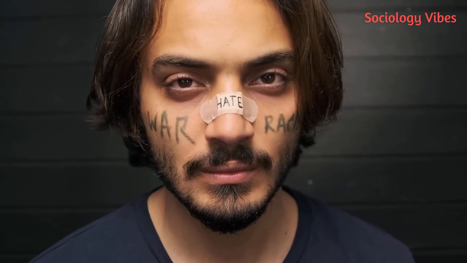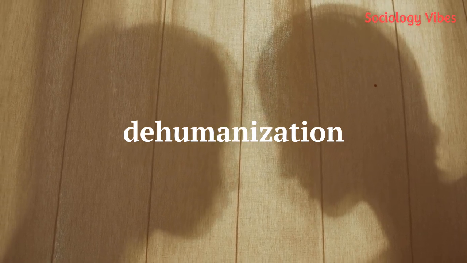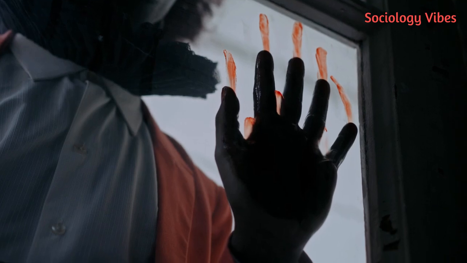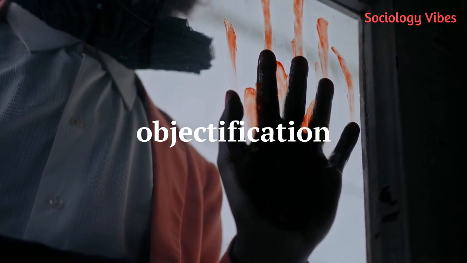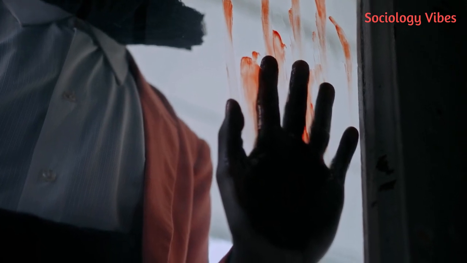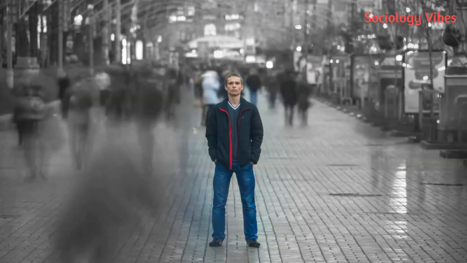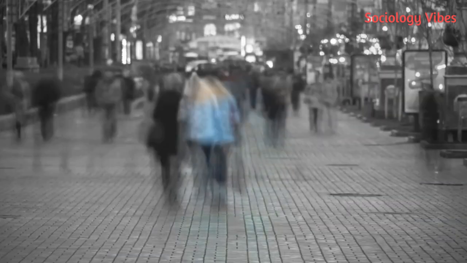Genocide often follows a pattern of dehumanization and objectification. Dehumanization means seeing or treating a group of people as less than human, as if they don't deserve empathy, rights, or dignity. Objectification happens when people are treated like things to be controlled, used, or exploited, instead of as individuals with feelings and agency. Sociologists explain that these attitudes don't start from individual hatred. Instead, they're built into the social structure of a society.